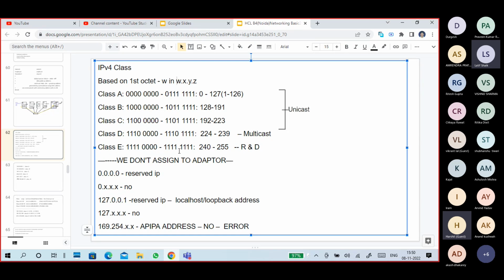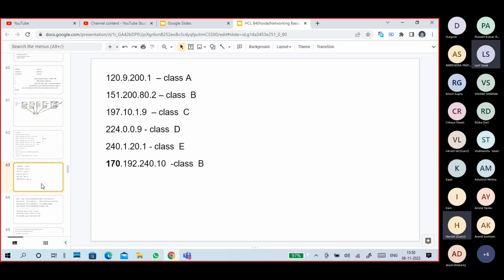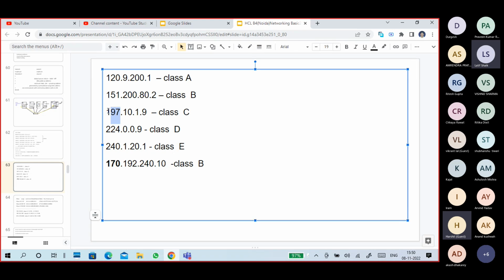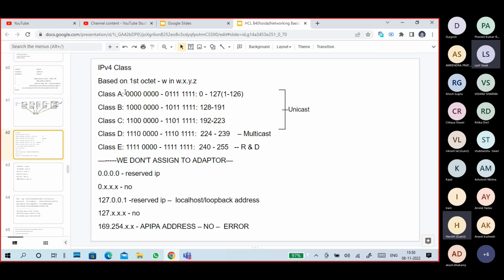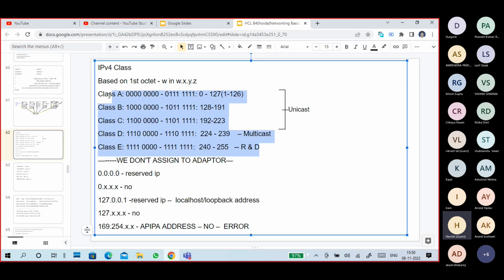It means we look at the first octet position, the W position, of the IP address. Like this, it is 127; here it is 197; here it is 151; here it is 120. We have to look at that one and we can understand which class it is. Class A is 0 to 127, and in certain textbooks and websites it is written as 1 to 126.